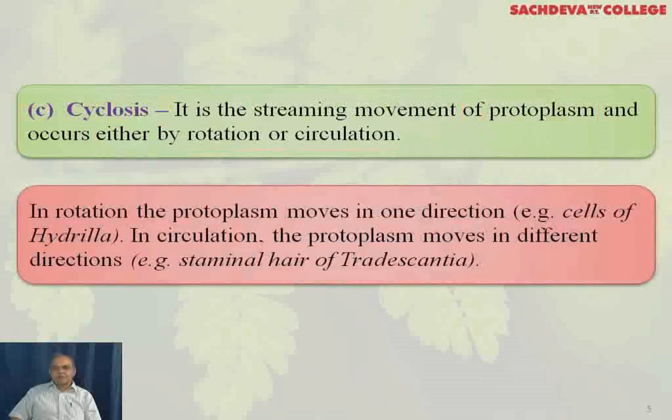In rotation, the protoplasm moves in one direction. An example is the cells of Hydrilla. In circulation, the protoplasm moves in different directions. An example is the staminal hair of Tradescantia.